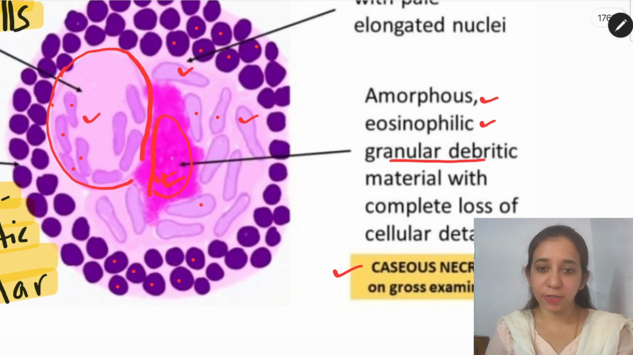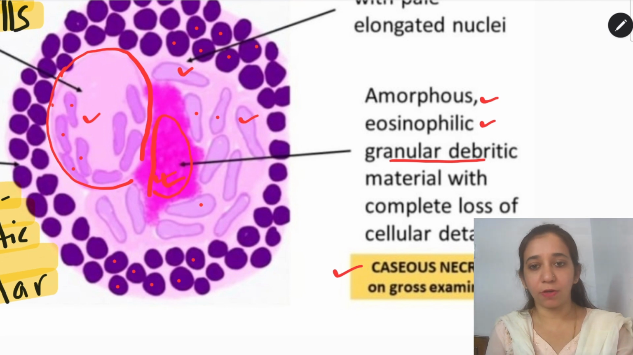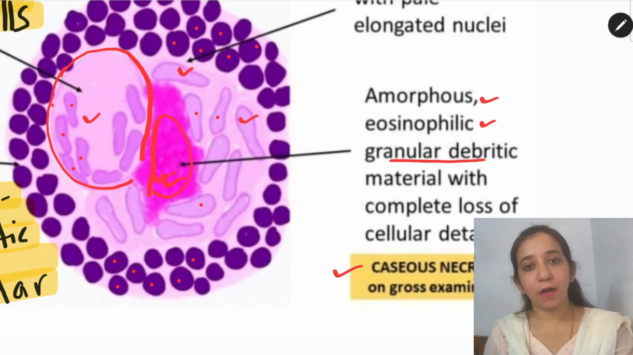This is the caseation, the necrosis. This one is the epithelioid cells. Slipper shaped cells are the epithelioid cells, and the multinucleated cell is the giant cell, and surrounding it is the lymphocytic collar. So this is all about a granuloma.